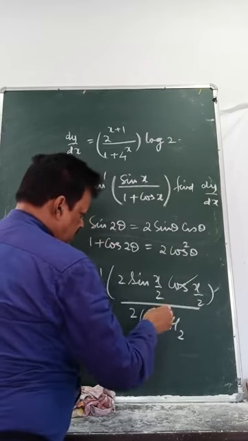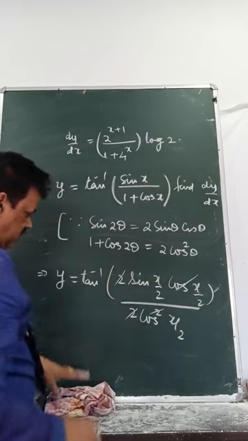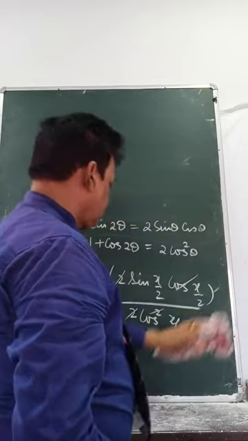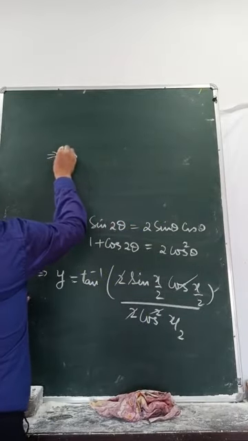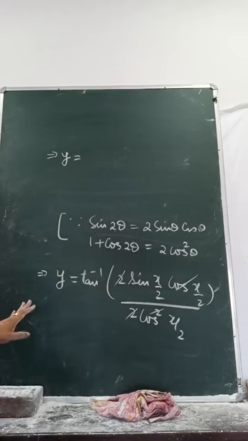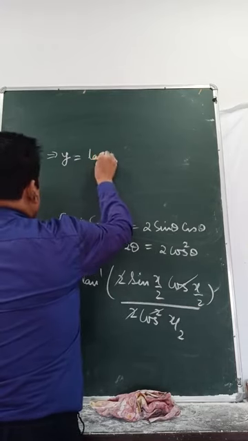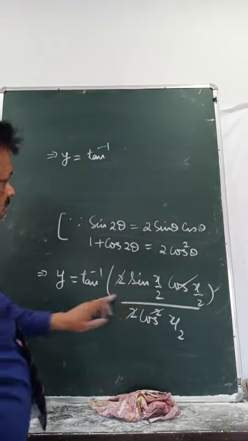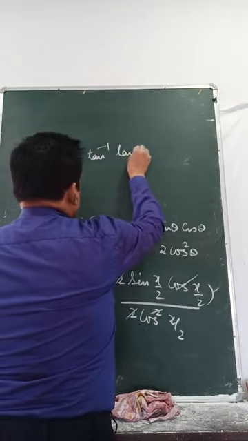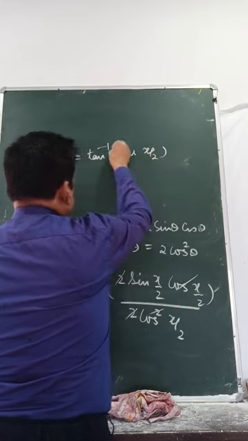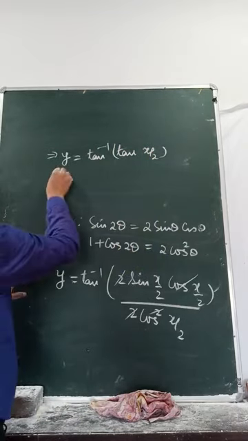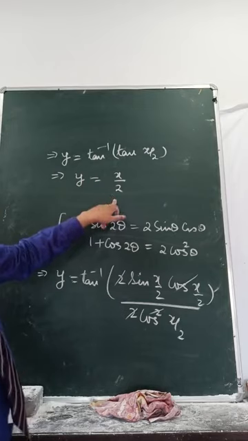So one of the cos I can cancel, 2 is cancelled. So you are getting y equals tan inverse of sin by cos. Sin by cos is tan x by 2. So this implies y equals x by 2. Very simplified form.